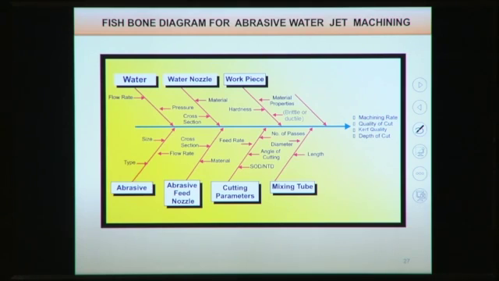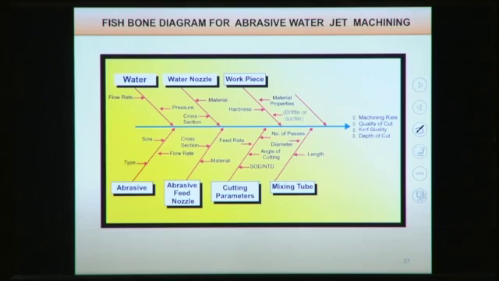Then the cutting parameters. Among the cutting parameters, transverse speed is one of the parameters. Stand-up distance is one of the parameters. Cutting velocity is one of the parameters. And number of passes is also one of the parameters. Angle of cutting is one of the parameters. So these are the different cutting parameters or machine parameters.